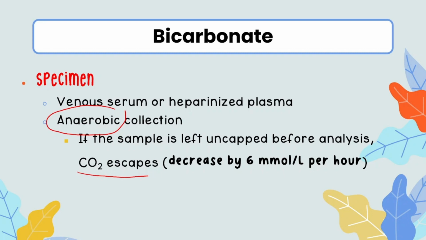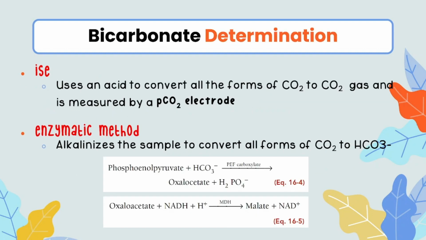So for the determination of your bicarbonate, ISE can be used. Here for your ISE, it uses an acid to convert all the forms of your carbon dioxide to carbon dioxide gas. And yung electrode na ginagamit natin, di ba, maalala nyo pa, yung PCO2 electrode natin, or what we call your partial pressure of carbon dioxide.